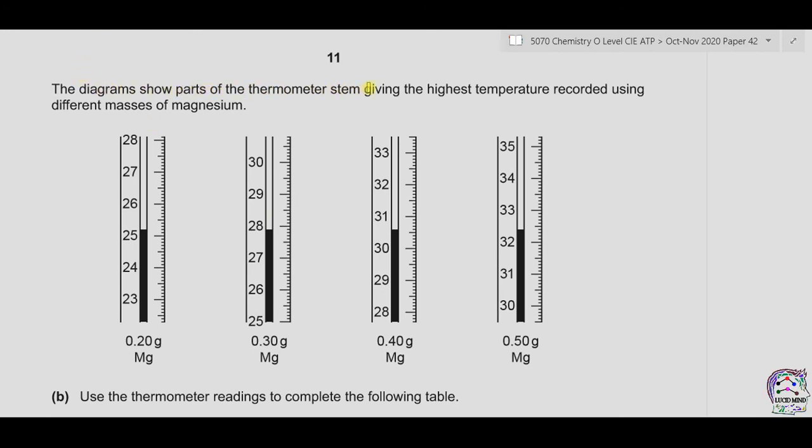The diagram shows parts of the thermometer stem giving the highest temperature recorded using different masses of magnesium. Use the thermometer readings to complete the following table. Let's look at the readings. For the first, we have 0.20 grams of magnesium and the temperature is 25, 25.1, 25.2. For the second thermometer, we have 0.30 grams of magnesium used, and the temperature is 27.5, 6, 7, 8 and 9. Similarly, for the third one, 0.40 grams of magnesium is used, and the temperature increases up to 30.5, 30.6. For the last one, 0.50 grams of magnesium is used, and the temperature recorded is 32.1, 2, 3 and 4.